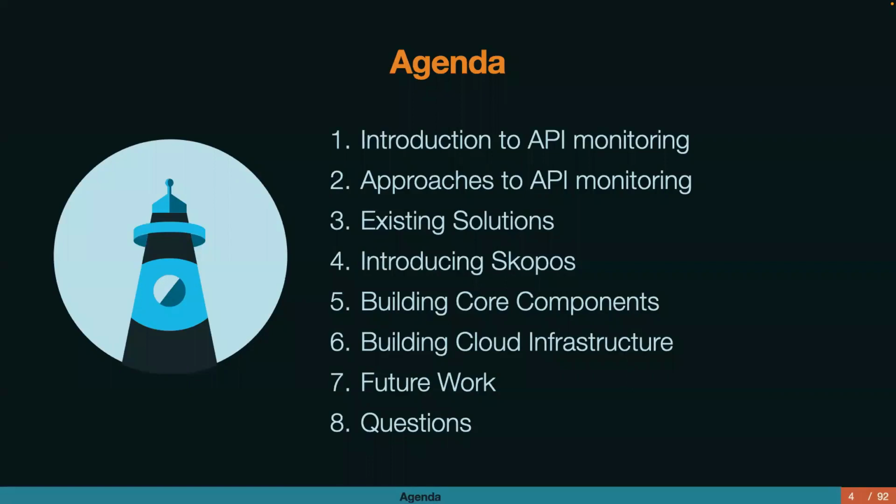Before we get too deep into Scopos, though, we're going to start out with an introduction to API monitoring. Then we'll take a look at some different approaches to API monitoring before moving on to some existing API monitoring solutions that we considered before building Scopos. Then we'll introduce Scopos and take a quick look at how to use it. Then we'll explore how we built it, starting with how we built our core components, then diving into our core infrastructure. Finally, we'll wrap up by sharing some future work we'd like to do on Scopos, and at the end, we'll take questions.